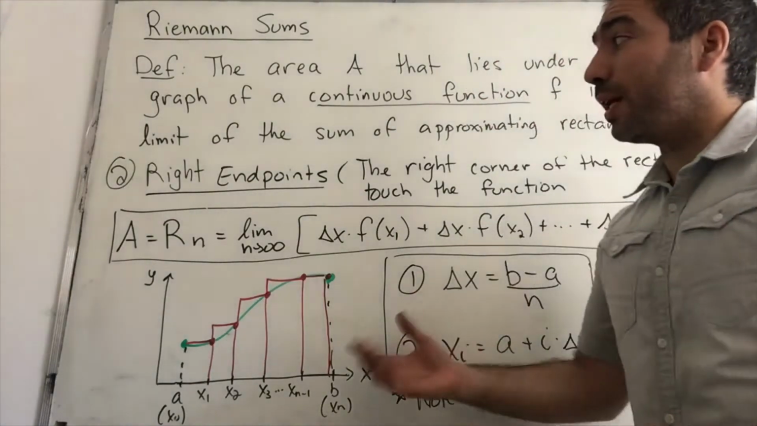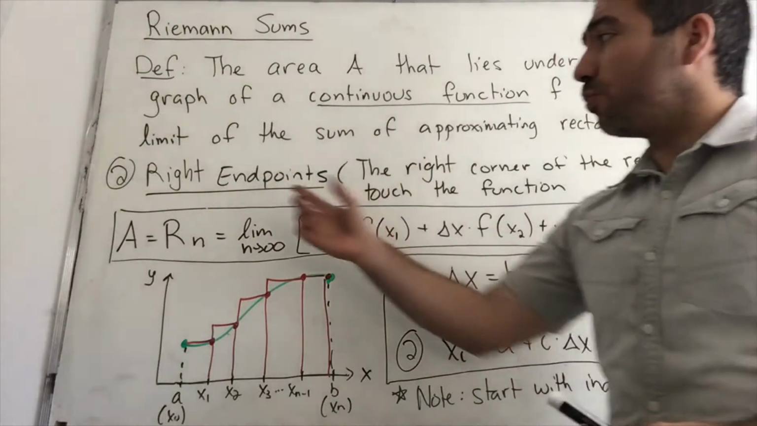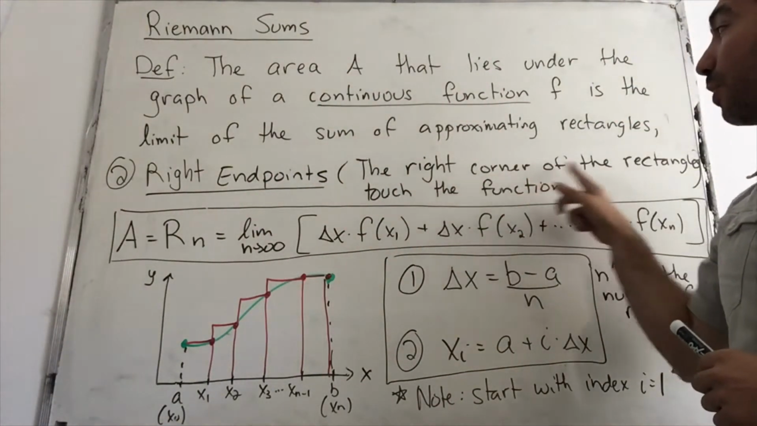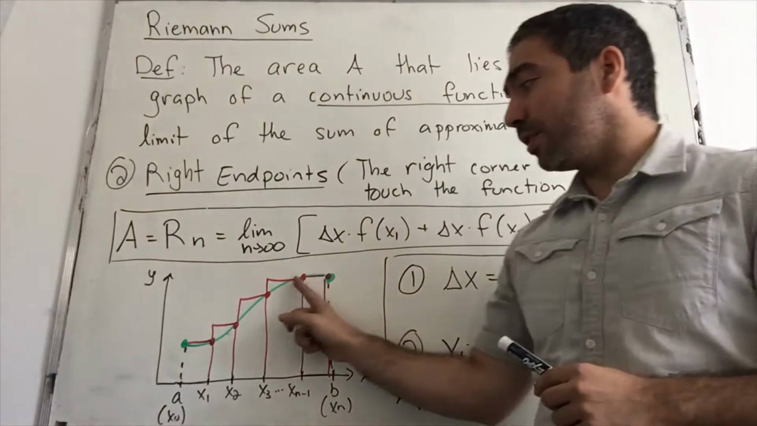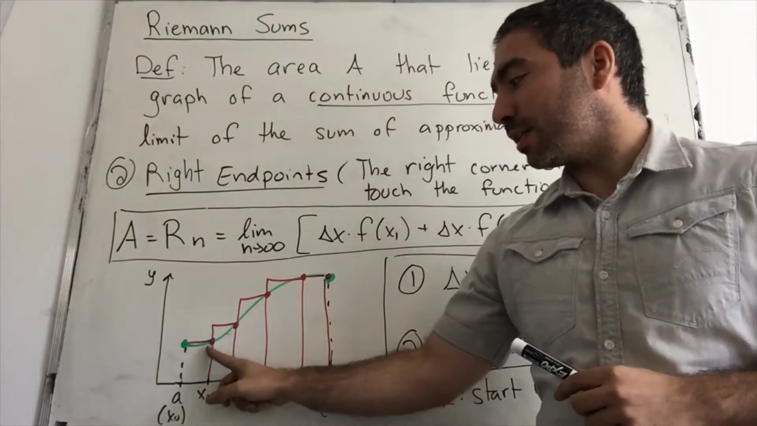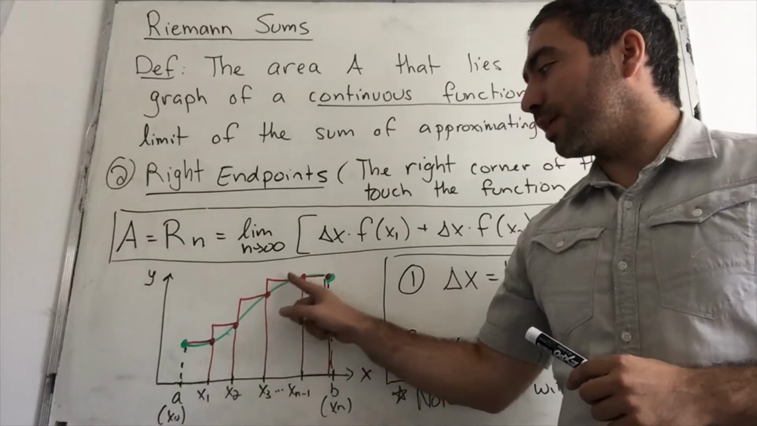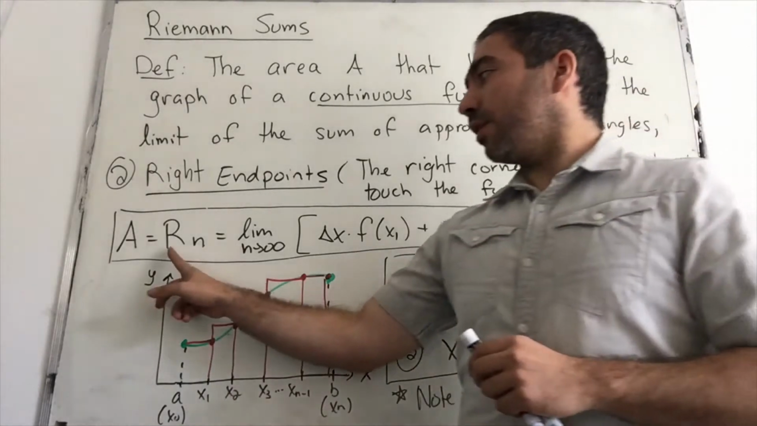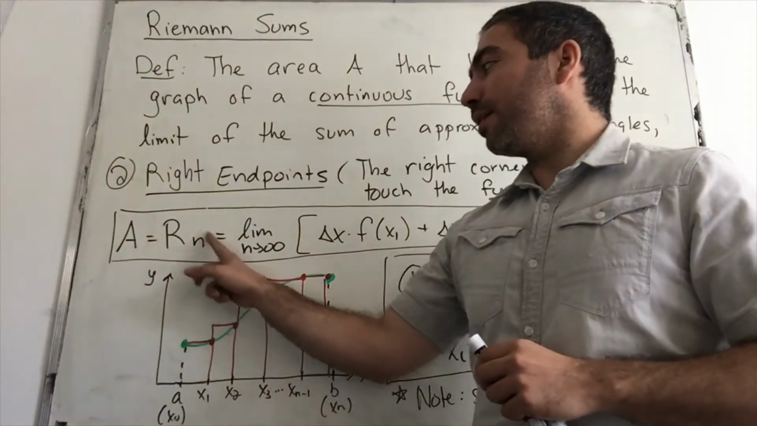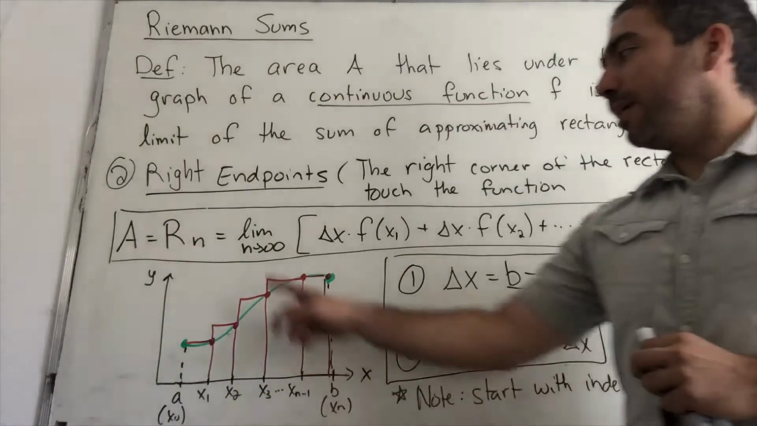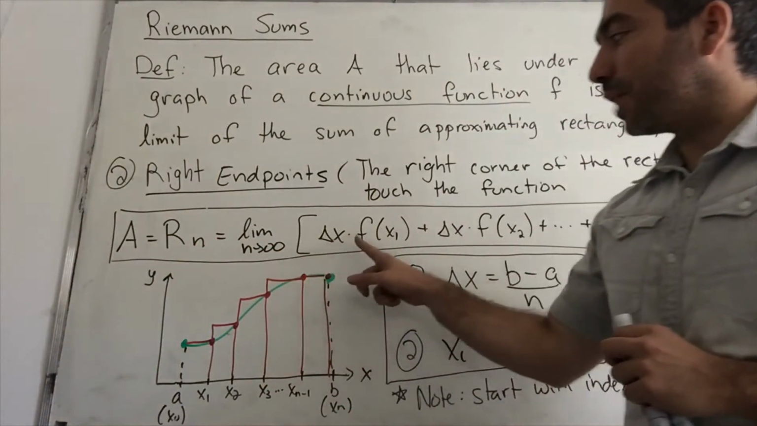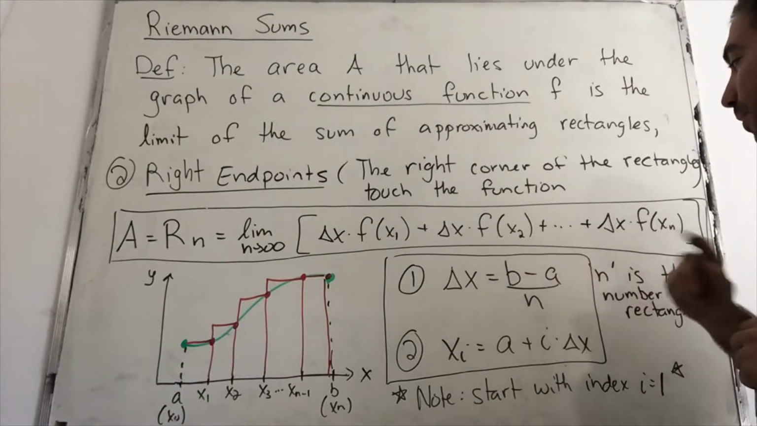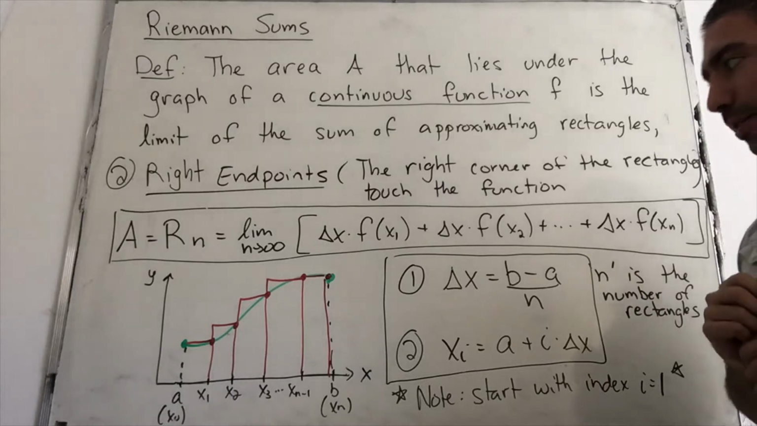So here now we have the right endpoint. So same definition. The right endpoint, essentially the right corners of the rectangles hit the function. So here now notice that the right sides of each rectangle, the right corners, hit the function. So that makes it a right endpoint problem. So we use the notation R sub n depending on the number of rectangles. And here we have the limit as n tends to infinity of delta x times f of x1 plus delta x times f of x2 plus dot dot dot plus delta x times f of x subscript n.